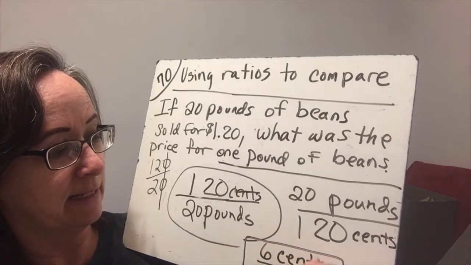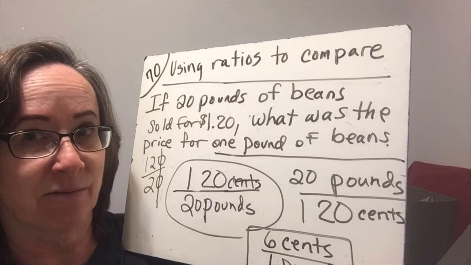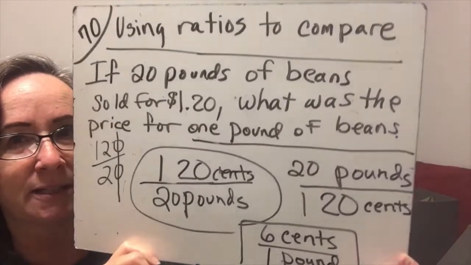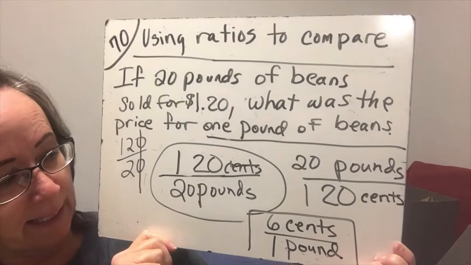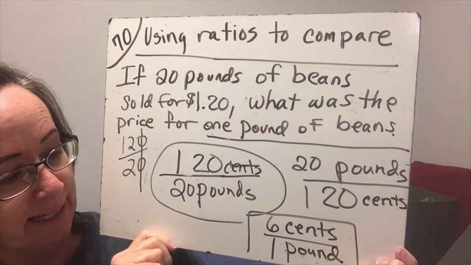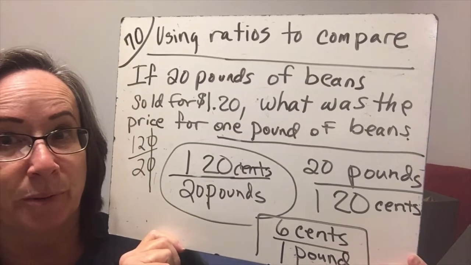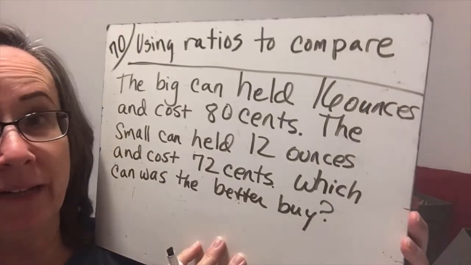And that is answering the question we wanted. And it has the 1 pound on the bottom. So it is the appropriate unit rate. So we get 6 cents per 1 pound, and that is the answer. Pretty easy, huh? This one is fun and very useful.